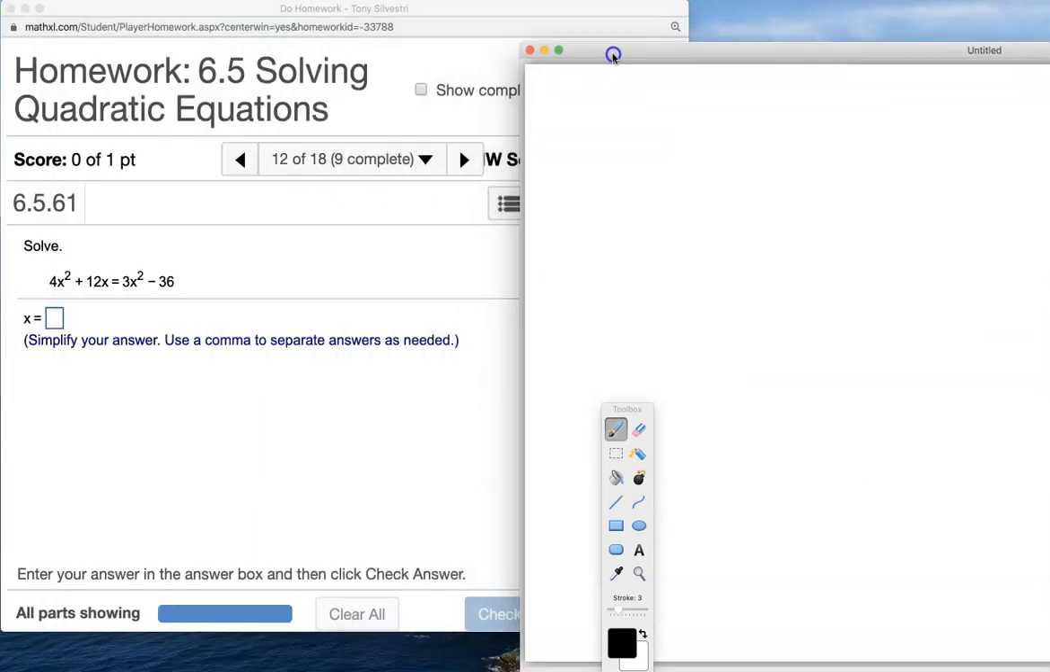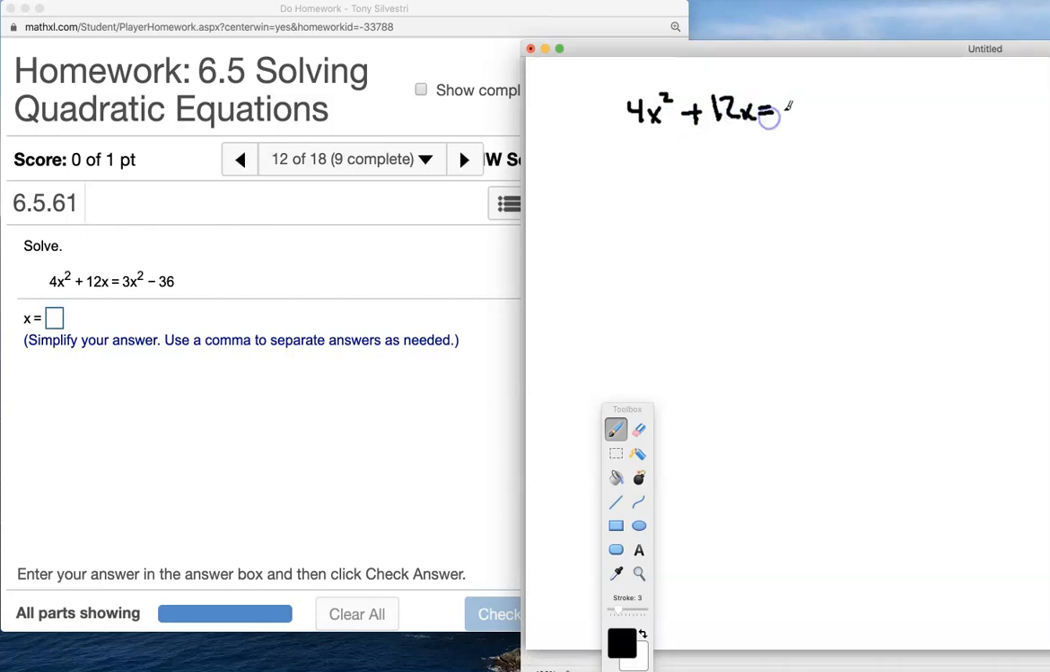Okay, drawing canvas, and so I'm going to write this out. This looks more complicated than it really is. And this is going to be 3x squared minus 36.